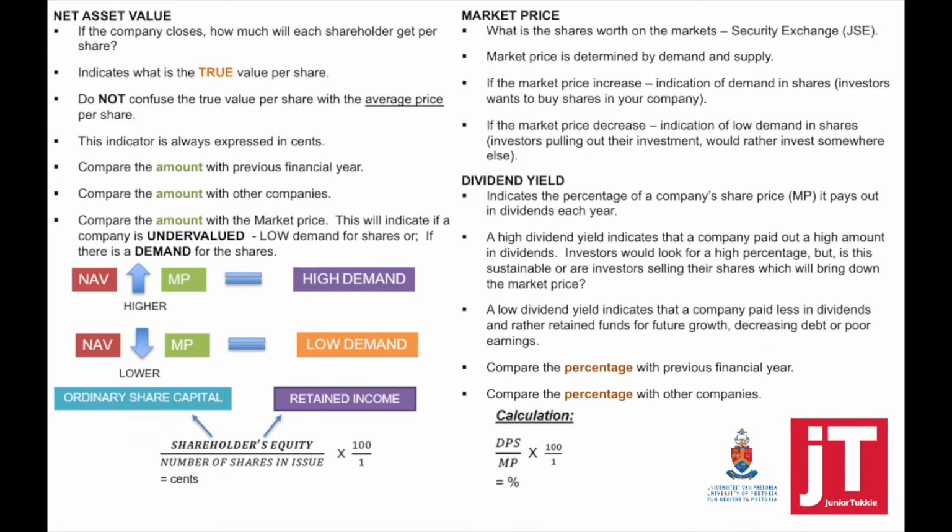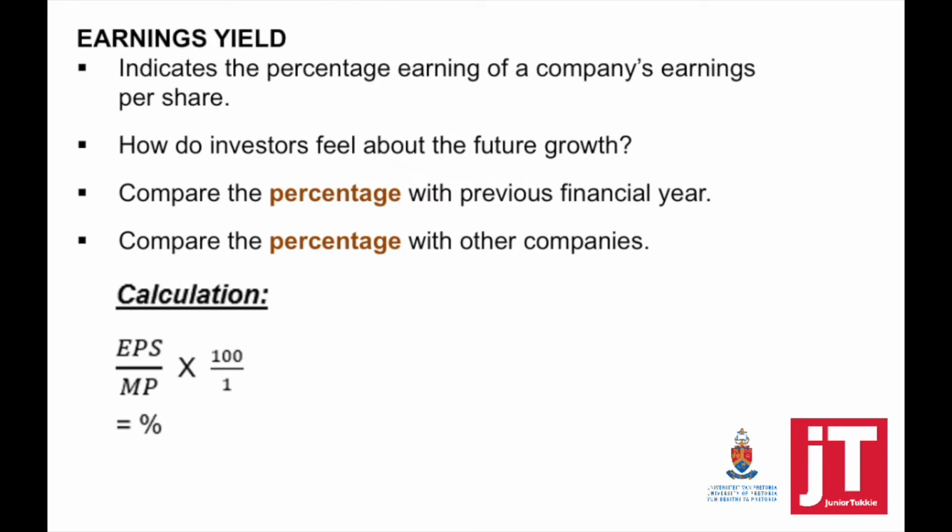A low dividend yield indicates that a company paid out less dividends and rather retained funds for future growth. A company can decide to also keep funds to pay off debts. It doesn't need to be that we're keeping funds for future growth or we want to expand. They can also decide they would rather pay off their debt. Earnings yield indicates the earnings of a company as a percentage of its share price. We take the earnings per share and we divide it by the market price. How do investors feel about the future growth?